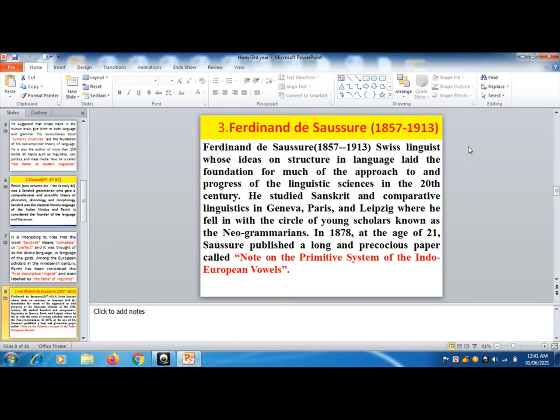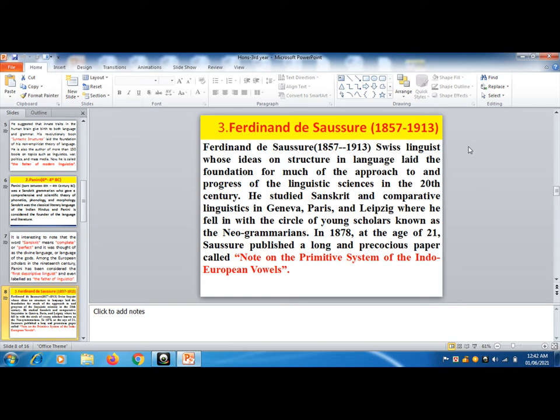Ferdinand de Saussure. Ferdinand de Saussure was born in 1857 and died in 1913. He was a Swiss linguist whose ideas on structure in language laid the foundation for much of the approach to and progress of linguistic science in the 20th century.